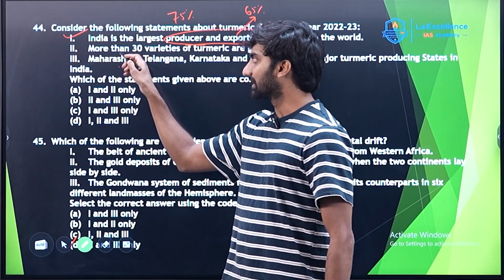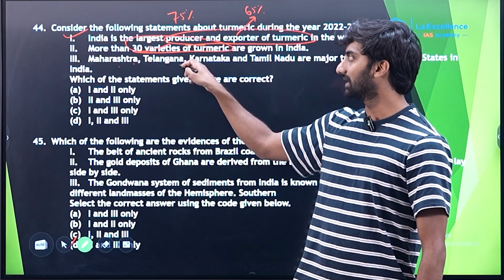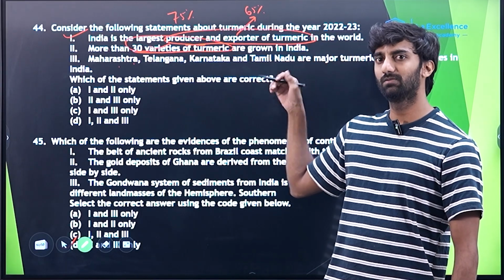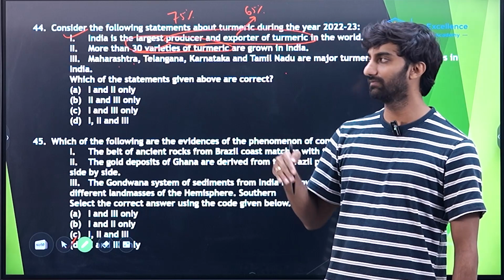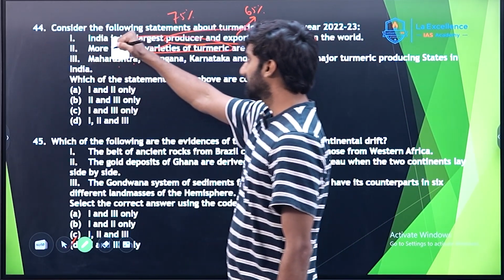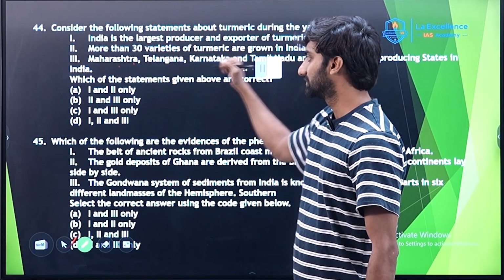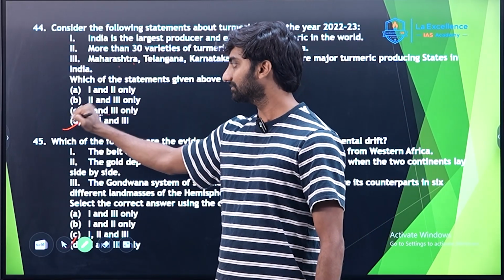Second two are also facts. More than 30 varieties of turmeric are grown in India is true. Major states, Maharashtra, Telangana, Karnataka, Tamil Nadu, mostly in southern India, we grow turmeric. So as far as this question is concerned, mostly this is a factual question and all statements are true. So answer would be D.